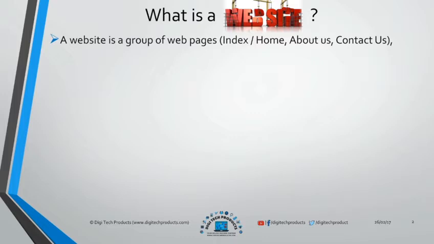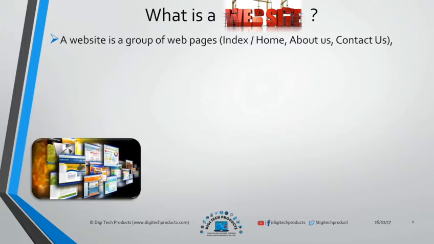So a website is a group of web pages, pages like the home page, index, about us, or contact us page. Normally these are what you come across when you get into a website. A website also works with the following things. It is assigned a domain name like www.yourwebsitename.com or any name of your choice.